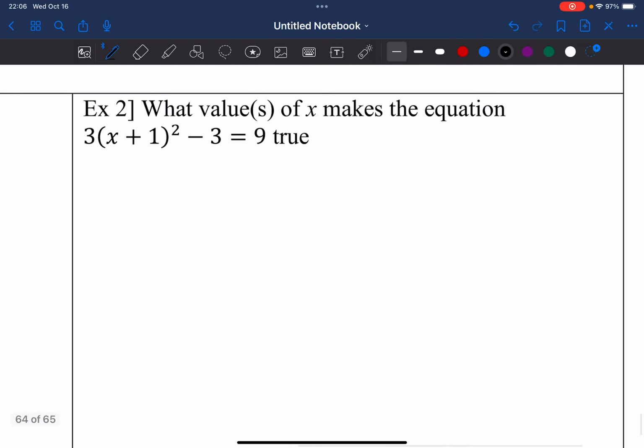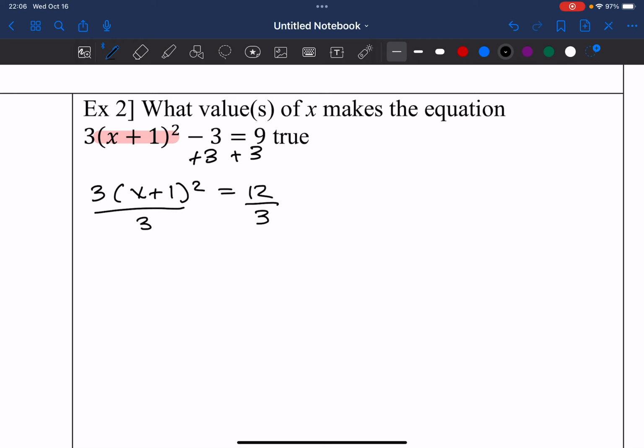Number 2, it says what values of x makes the equation true. So first we have to isolate the square. So in this case, that square part is going to be this entire term here. So we have to get that part by itself first. So I'm going to add 3 over. So I get 3 times (x plus 1) squared is equal to 12. Then I'm going to divide both sides by 3. And I get (x plus 1) squared is equal to 4.